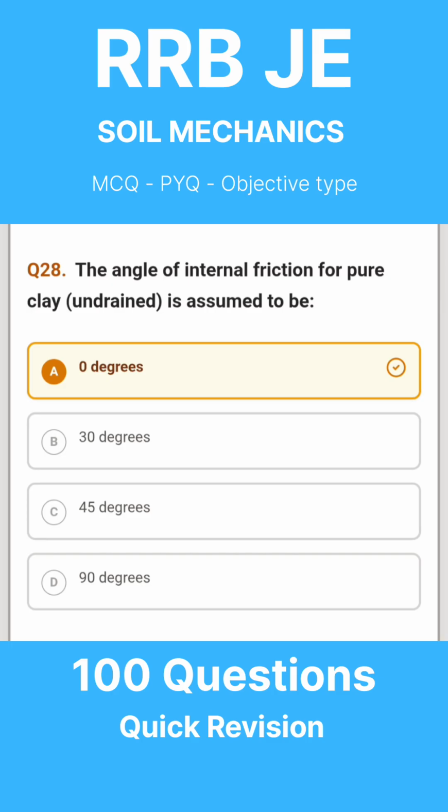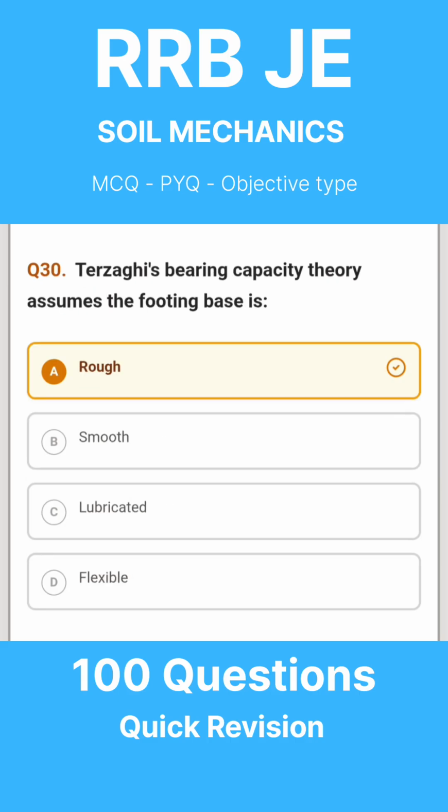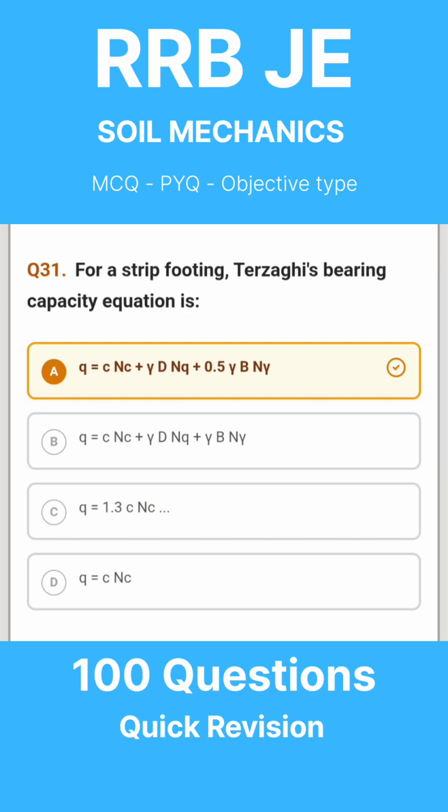Question 28. The angle of internal friction for pure clay undrained is assumed to be. The correct answer is 0 degrees. Question 29. Ultimate bearing capacity is the. The correct answer is minimum gross pressure at which shear failure occurs. Question 30. Terzaghi's bearing capacity theory assumes the footing base is. The correct answer is rough. Question 31. For a strip footing, Terzaghi's bearing capacity equation is. The correct answer is Q equals C Nc plus gamma D Nq plus 0.5 gamma B N gamma.